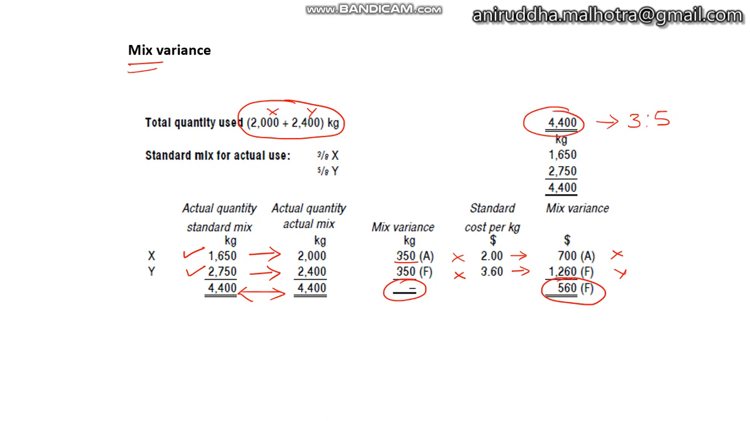So basically what this means is, by using 4400 kgs in the ratio of 2000 to 2400, instead of the ratio 3:5, we were able to save $560. Hence, it's a favorable variance. Now, let's look at the yield variance. What we'll try to see is, by using this new mix, by not following the standard mix of 3:5, did we actually get the same output? Did we get less output, or did we get more output?